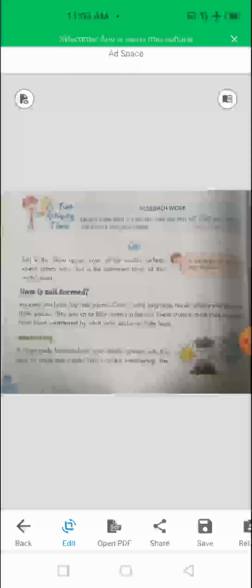How is soil formed? Imagine you have tiny rock pieces. Over a very long time, these rocks break into even tinier pieces. They end up as little crumbs in the soil. And these crumbs come from rocks that have been weathered by wind, rain, and even little bugs also.